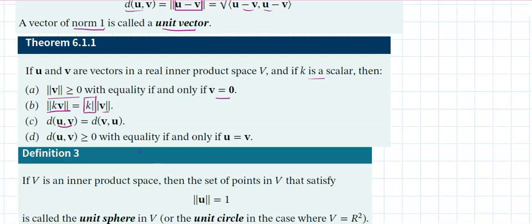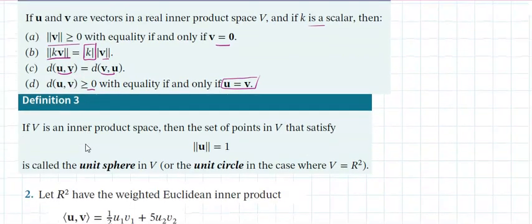If you take the distance from u to v, that's the same distance from v to u. And again, the distance is bigger than or equal to 0, right? With equality, it will equal 0 if and only if u and v are equal, which means you're at the same point. And I'll point those out as we do examples.